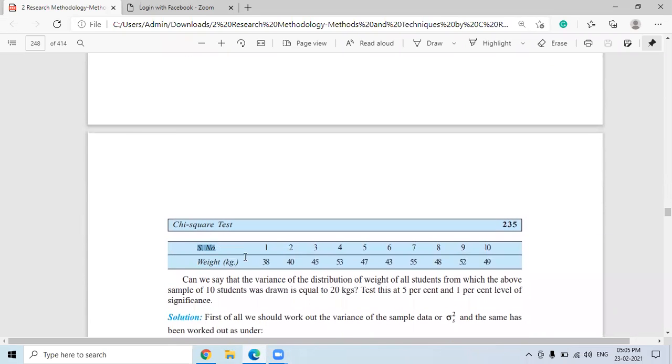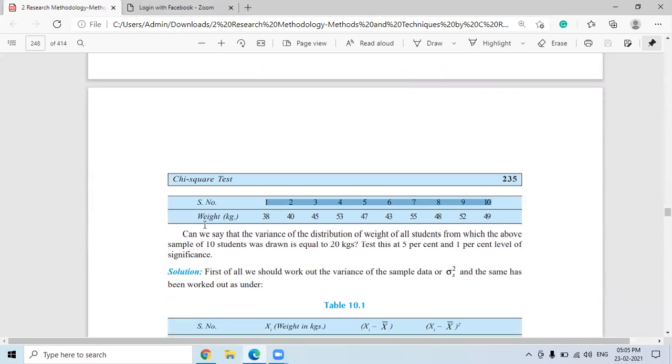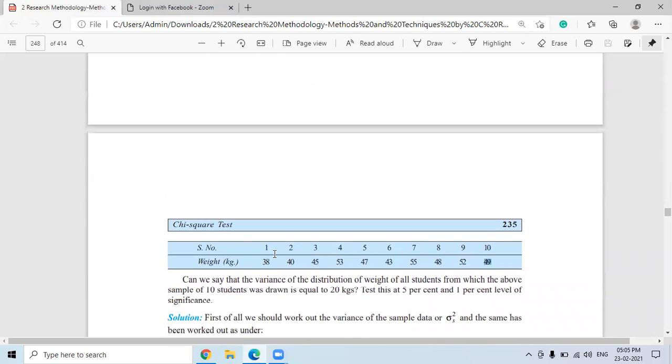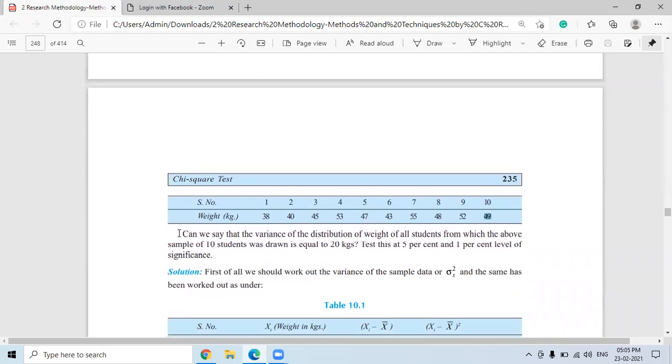Here you can see the serial number. So these are the 10 students, 1, 2, 3, 4, 5, 6, 7, 8, 9, 10. Their weight in kilograms: 38, 40, 45, 53, 47, 43, 55, 48, 52, and 49. So here in the table, you can see the weight of 10 students.